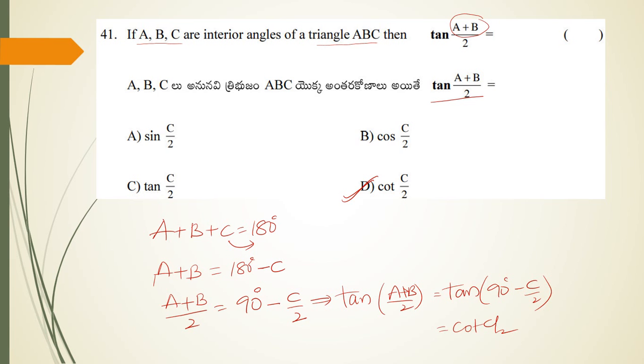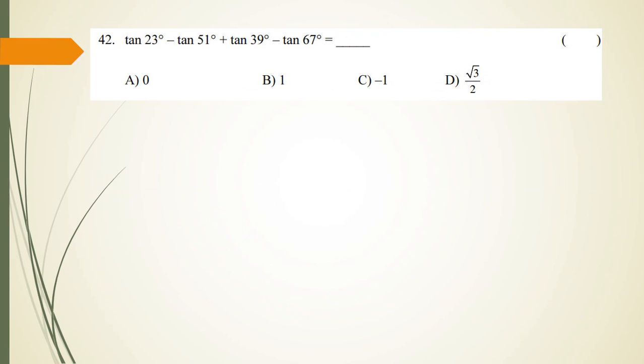Right, next moving on to question number 42. Tan 23 minus tan 51 degrees plus tan 39 degrees minus tan 67 degrees. If you observe this, 23 and 67 are complementary to each other, and 51 and 39 are complementary to each other. Complementary means when you add those two angles, they equal 90 degrees.